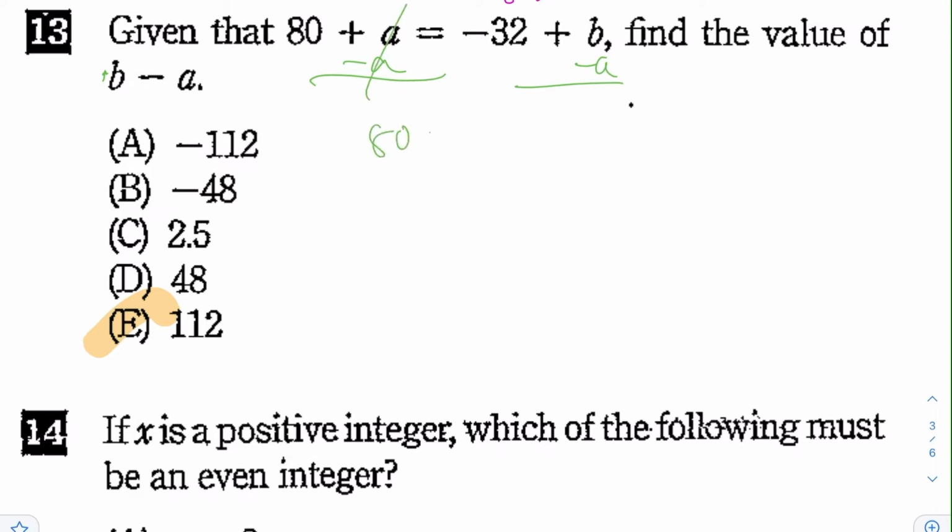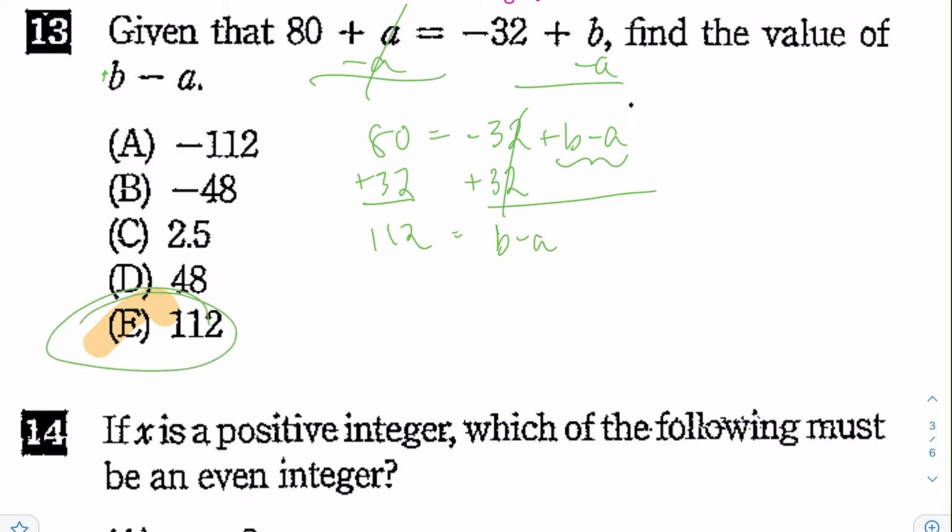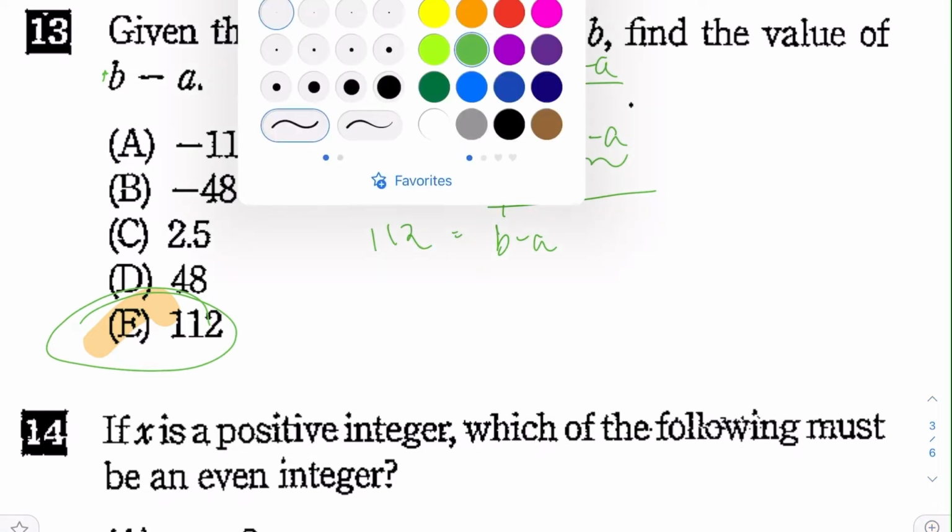That way you have 80 is equal to negative 32 plus b minus a. This is what you want. So to isolate that, you have to add 32 on both sides. You get 112 is equal to b minus a. That's choice E. Here you don't know what b and a are, but the difference, b minus a, is always going to be 112.